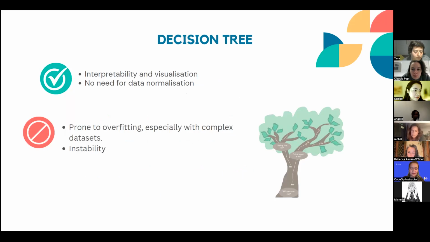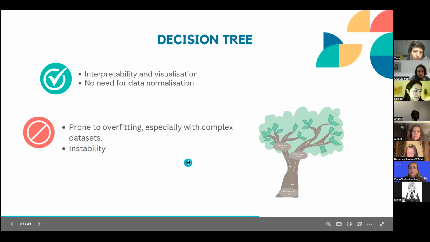Decision tree has also its own advantages and limitations. The advantages are they are interpretable and they can be visualized in Python, and you don't need to normalize your data for these models. But they are also prone to overfit, especially with complex data sets, and they are also unstable. If you change the data set a little bit, the outcome might be very different in these models.